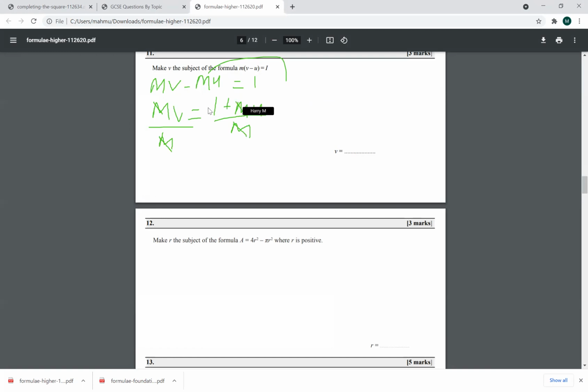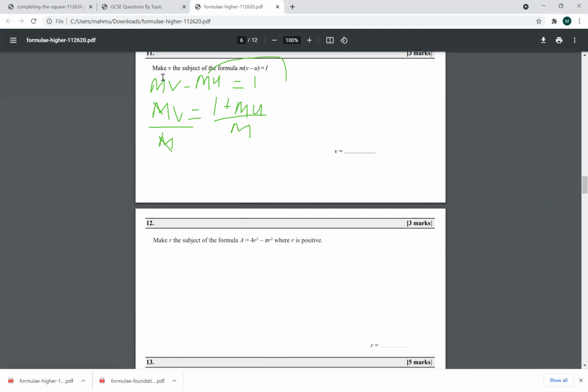No, why are you cancelling this M out for? Only the first one? Yes, that's it, because you only cancel out the first one. This MU could be different. Just because they put M there doesn't mean it's the same M. It could be a different M. Okay, so the answer is V equals MU plus I over M. Or, I mean, it's not 1, is it? It's I. So I plus MU over M. That's your answer. That's V.